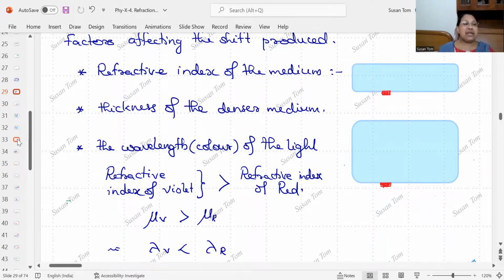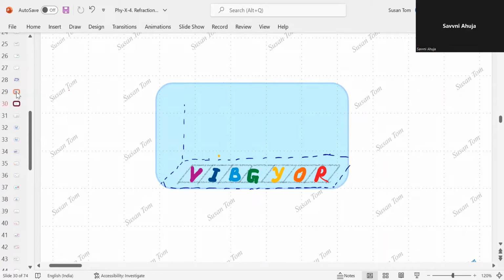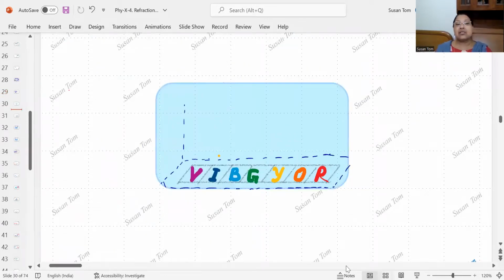To depict this, I'm taking you to an example. Please look here, children. It's a glass block under which I have written 7 letters with their own colors, the VIBGYOR colors. You know what the VIBGYOR colors are? Violet, indigo, blue, green, yellow, orange, red. So the letters corresponding to the 7 colors, written in their own colors, are kept under a glass block, and I'm viewing from the top, from the upper surface, looking from air.